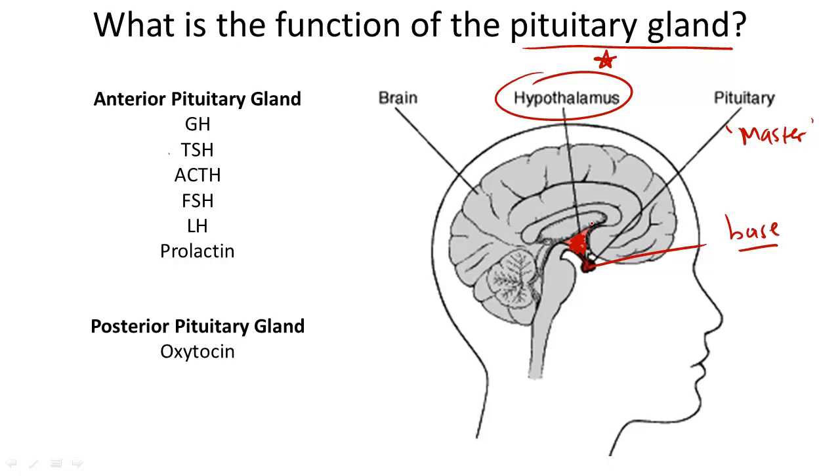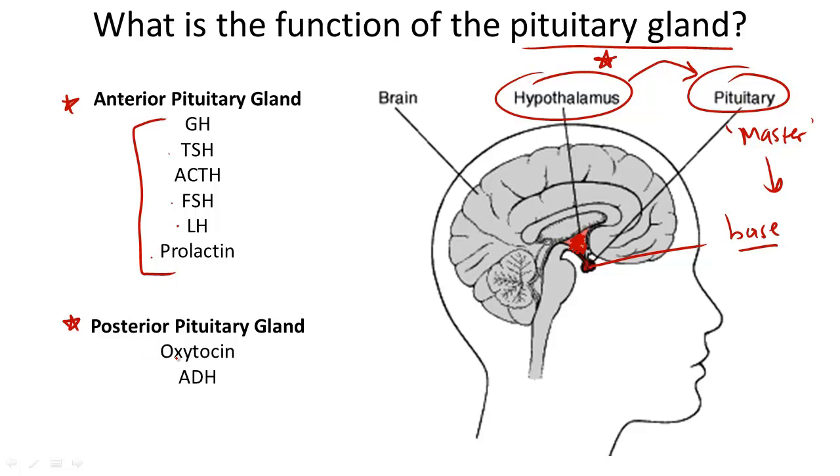For every hormone released by the pituitary gland, there is a corresponding hormone in the hypothalamus that actually triggers its release. The pituitary gland is divided into two major lobes, the anterior and the posterior lobe. The anterior lobe makes and secretes 6 different hormones: growth hormone, thyroid stimulating hormone, adrenocorticotropic hormone, follicle stimulating hormone, luteinizing hormone, and prolactin. The posterior pituitary gland makes and secretes oxytocin and antidiuretic hormone.